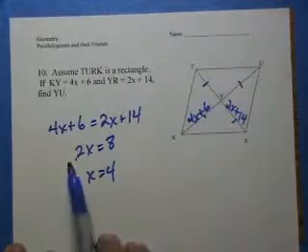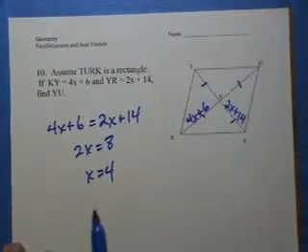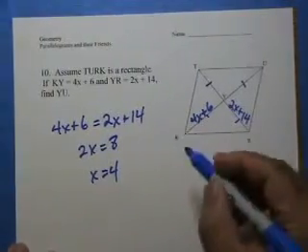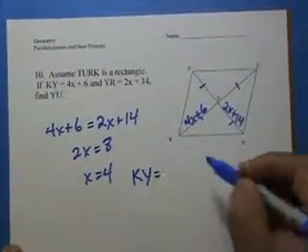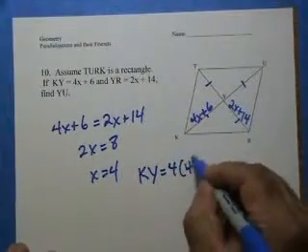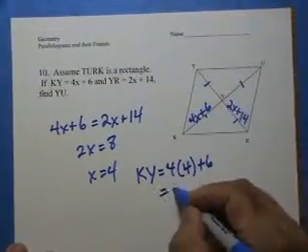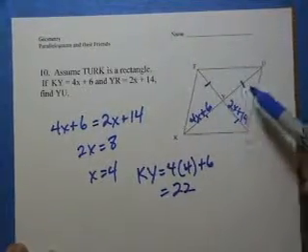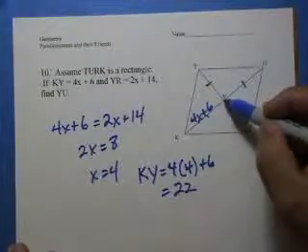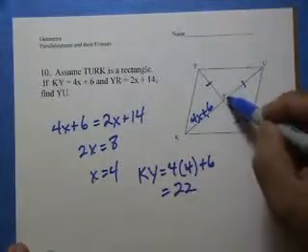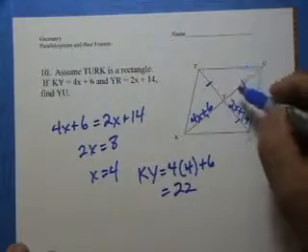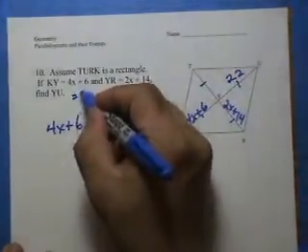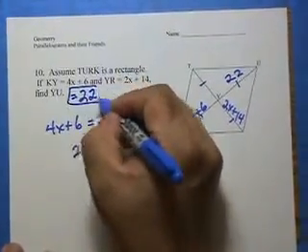And we get x equals 4. Now, take this information and substitute it into either of these 2 pieces. I'm going to substitute it into KY. So that's going to be 4 times 4 plus 6, which is 22. And remember, all 4 pieces are the same. So YK, or KY, is congruent to YU, or KY is equal to YU. Therefore, YU is also 22. So the answer to the question, YU, is 22.